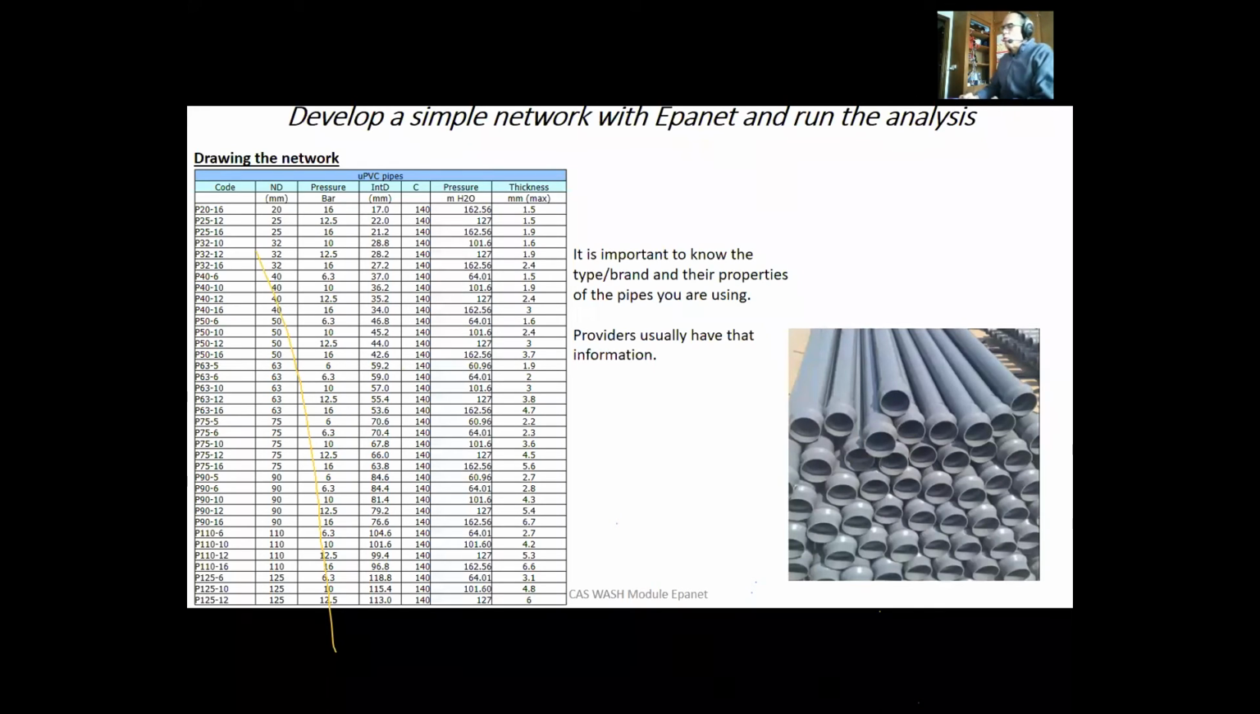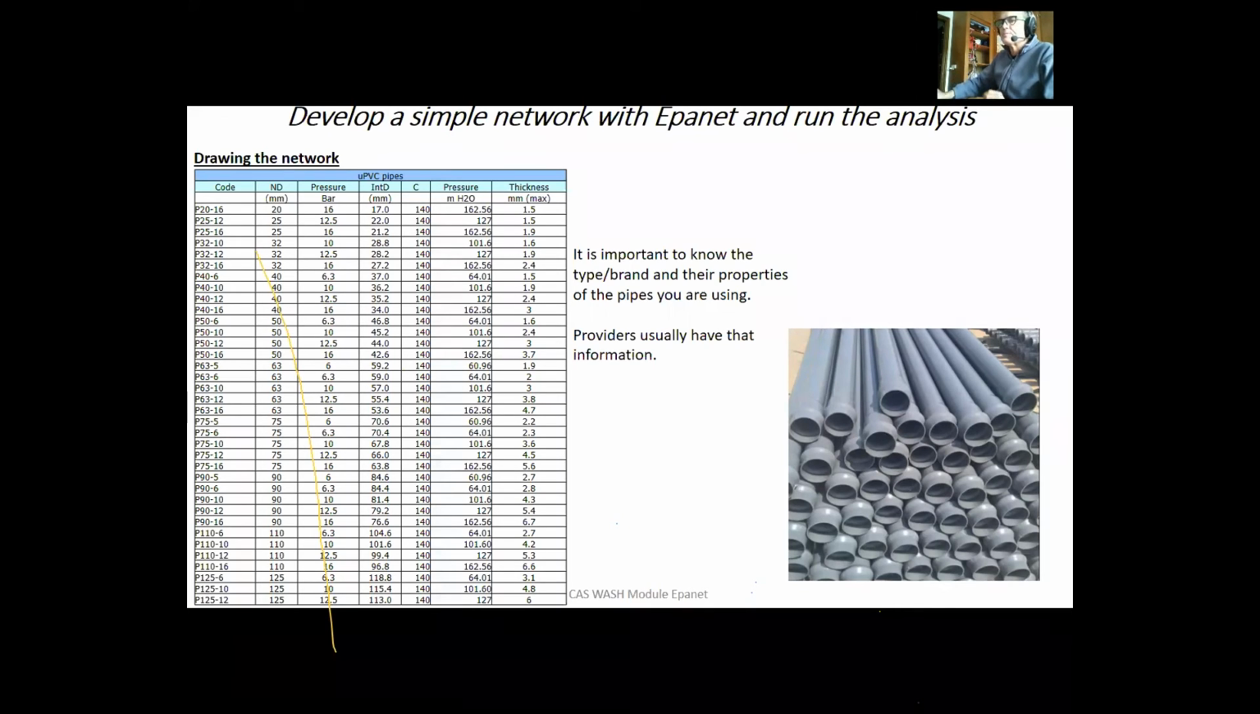Important is that you work with the right internal diameter, and additionally you also check the maximal pressure that those pipes can support. Depending on your network, maybe 2.5 bars or 25 meters are enough, but maybe you need more. So be sure that the pipe that you choose resists the expected pressure of the system. And be careful that depending on the pressure, the internal diameter of the pipes changes.